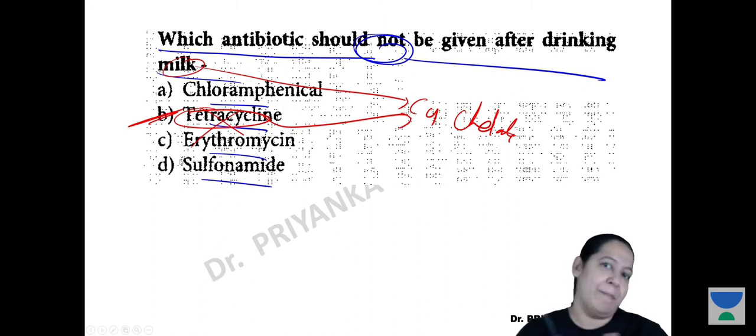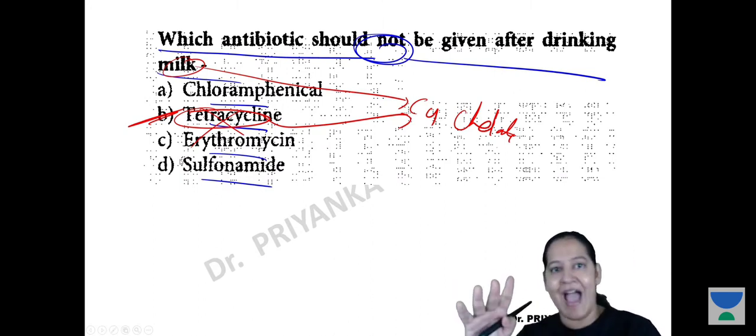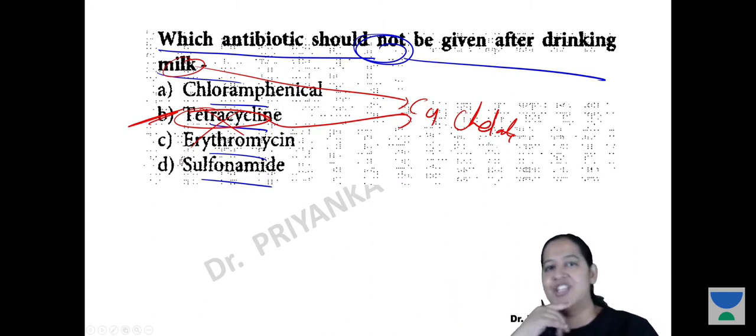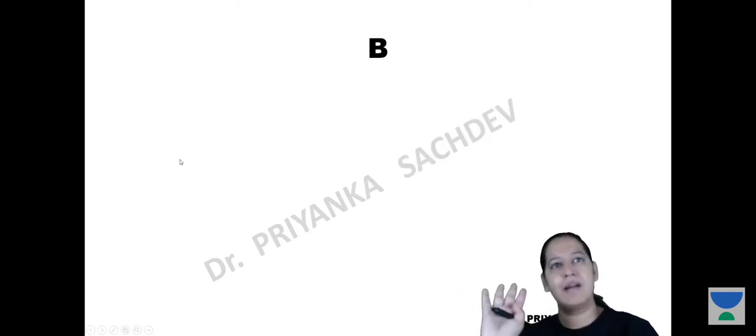You have to warn your patients. And iron also. Yes, iron also forms chelates with the calcium. So don't take iron tablet with milk. So that is the thing. So the correct answer here is B.